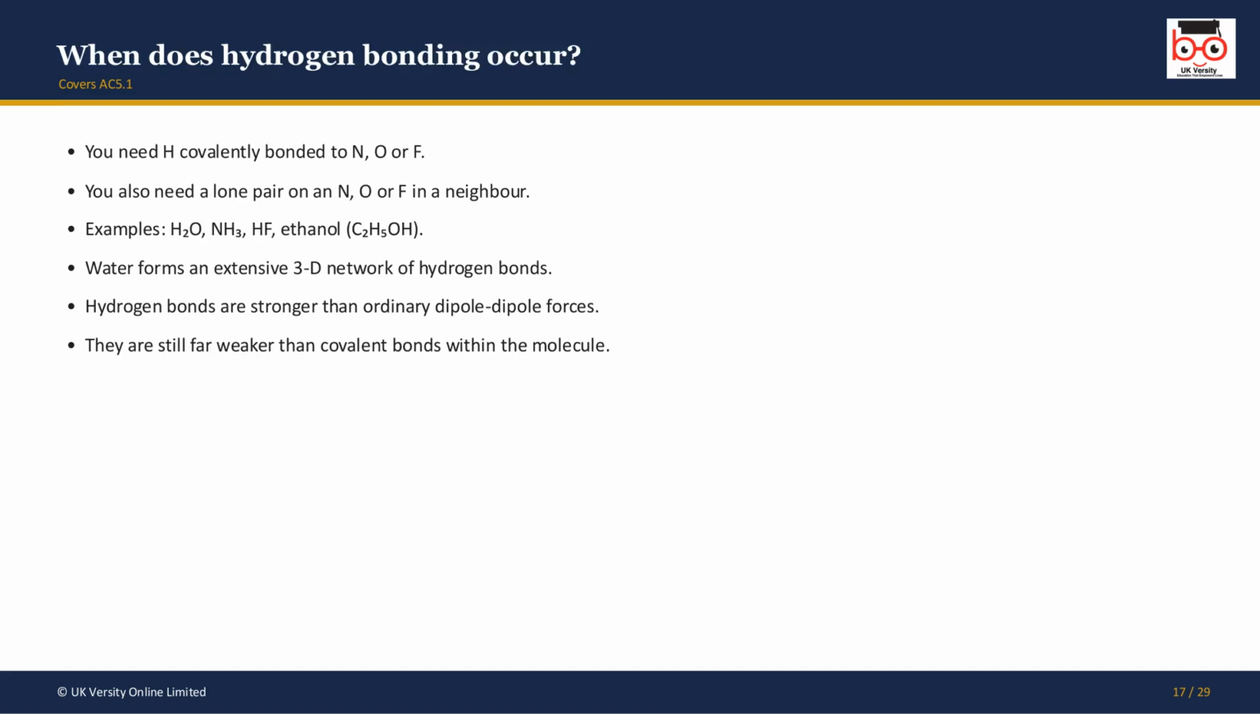So when exactly does hydrogen bonding occur? You need hydrogen covalently bonded to nitrogen, oxygen, or fluorine, and you also need a lone pair on a nitrogen, oxygen, or fluorine in a neighboring molecule. Water, ammonia, hydrogen fluoride, and ethanol all qualify. Water in particular forms an extensive three-dimensional network of hydrogen bonds. These bonds are stronger than ordinary dipole-dipole forces, though still far weaker than the covalent bonds inside the molecule.